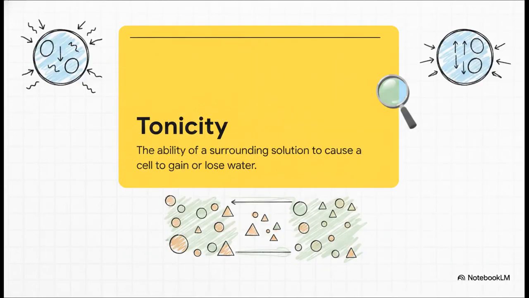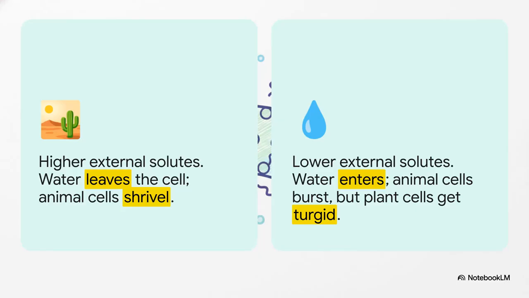So the massive takeaway here is that a cell's internal water balance is completely at the mercy of whatever's floating around outside it. We define this as tonicity. It's the ability of a surrounding solution to cause a cell to gain or lose water. And it depends entirely on the concentration of non-penetrating solutes, things like salts and sugars that can't just easily cross the border, outside the cell compared to inside. Notice the stark contrast between these two environments.